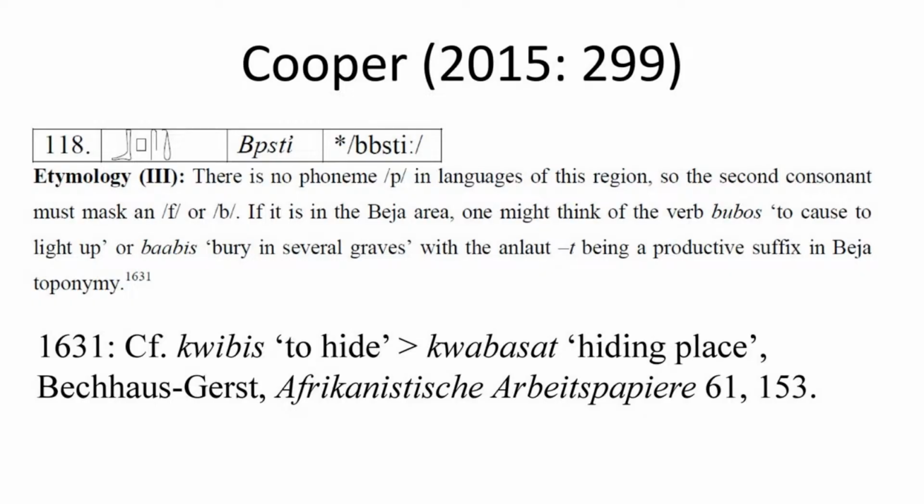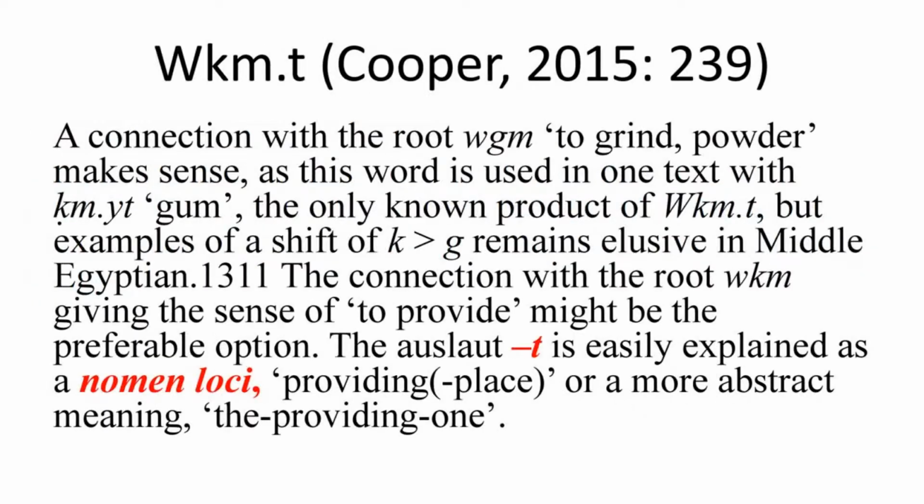And so it gives an example in footnote 1631, with the word quibus, meaning to hide. And then you have a form quabasat, hiding place. So place of hiding. So it's letting you know that it is a place suffix, right? And so we go into ancient Egyptian, and he's looking at the name Wakemit. So there's a Wakemit place name that is also in Nubia. So he's saying that it's from a connection with the word wagim, to grind, to powder, et cetera, where there is a K to G sound change.